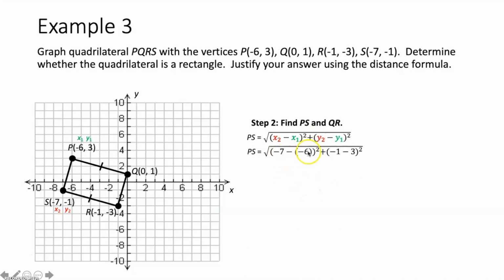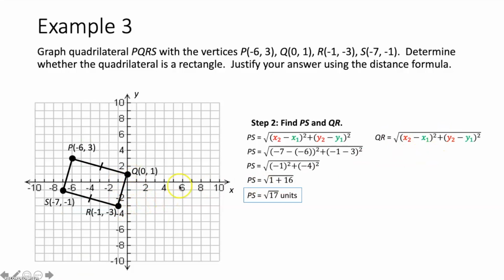Negative 7 minus negative 6 is the same thing as negative 7 plus positive 6, so that's going to be negative 1. Negative 1 minus 3 over here is going to make it more negative, so it's going to be negative 4. You then square both of these. Negative 1 squared gives you 1, negative 4 squared gives you 16. 1 plus 16 is 17, and the square root of 17 is a prime number, so you can't simplify that any further. Let's see if we get the same thing for the measure of segment QR.